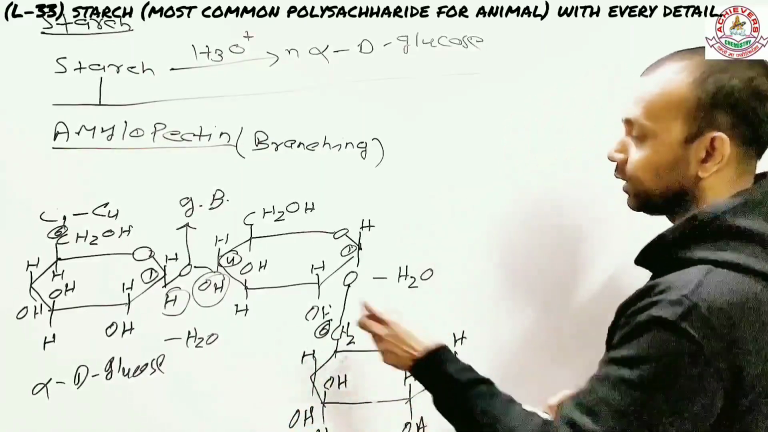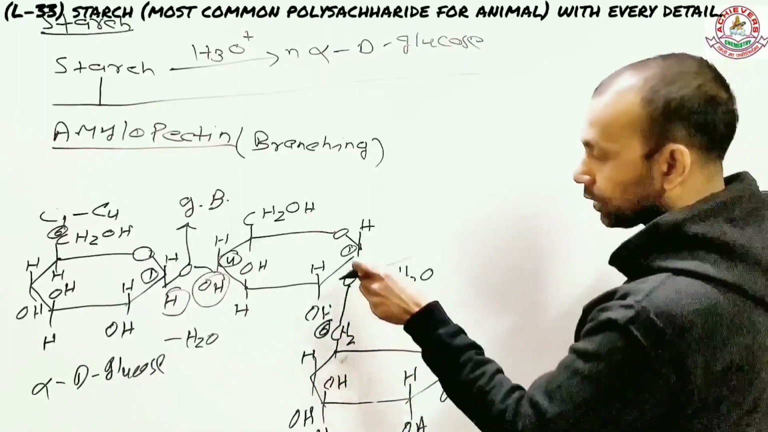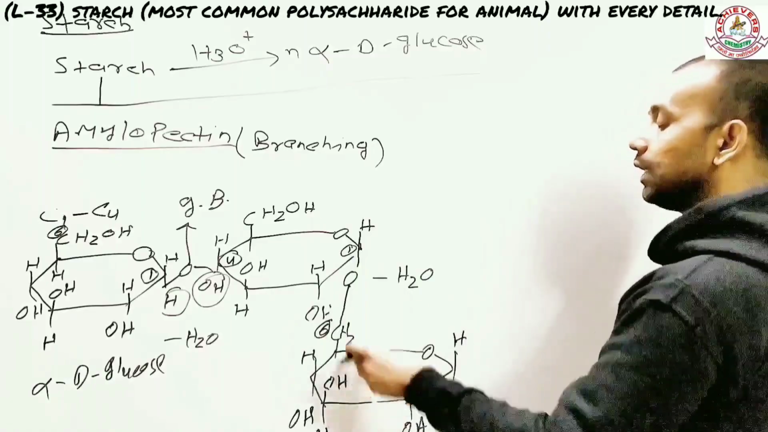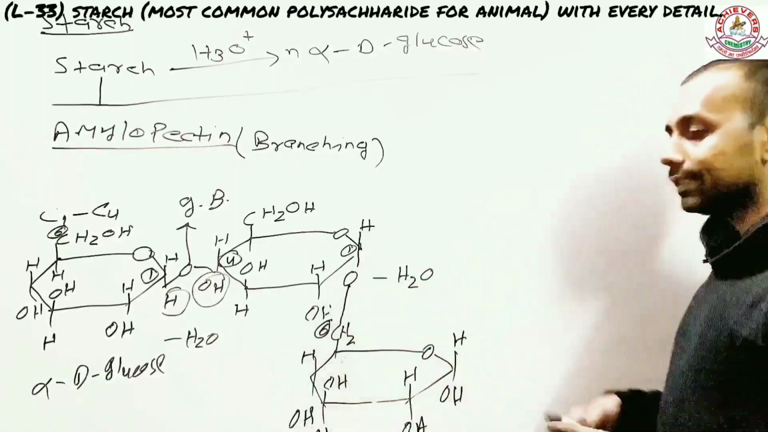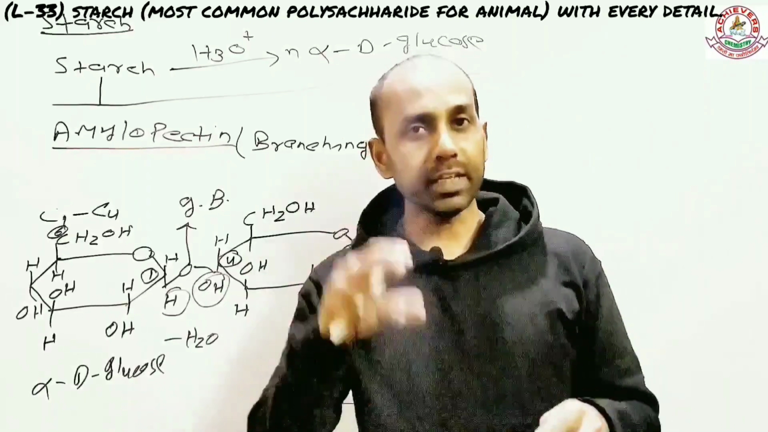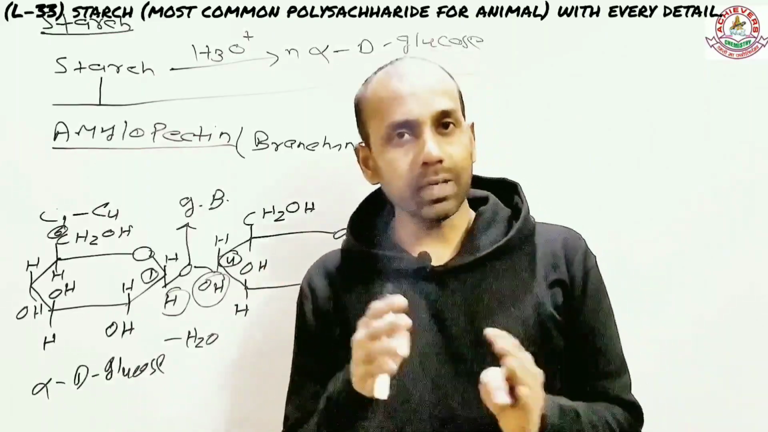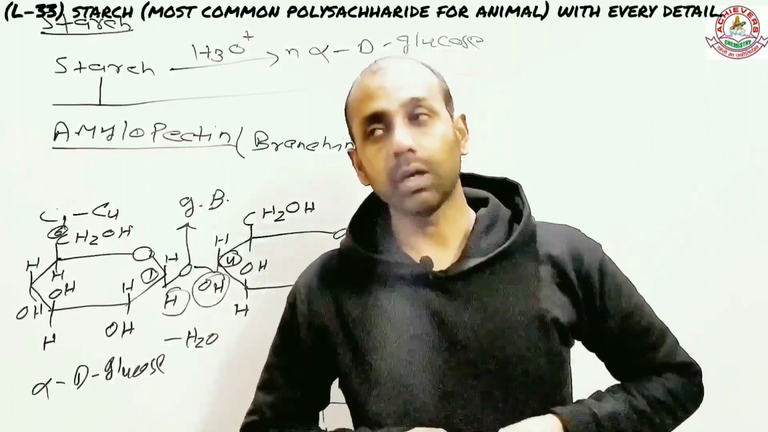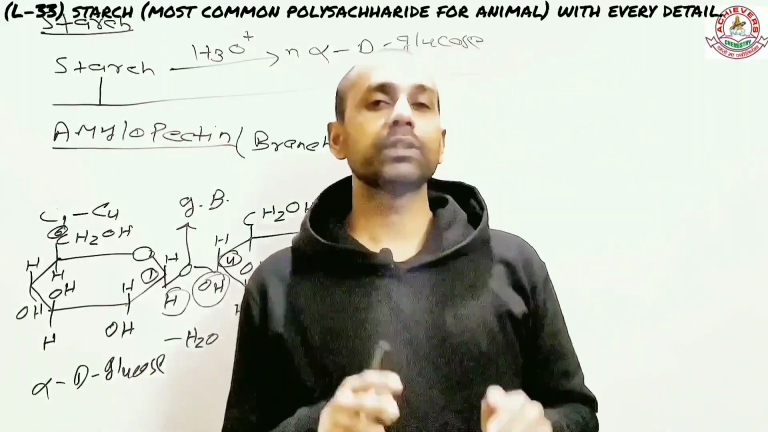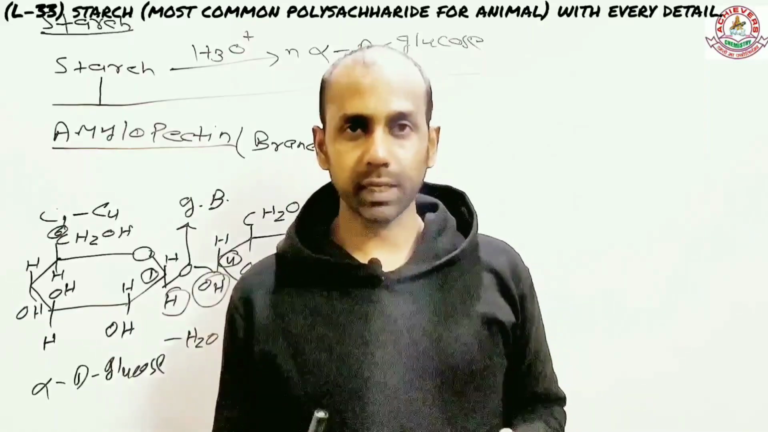Just pay attention here. This is very important. The first carbon of one glucose and the sixth carbon of another glucose have an additional bond, and that is responsible for the branching in the amylopectin, right? So let me wrap up everything or give you a recap of starch so that you are sure what I was talking about. Starch is a polysaccharide which consists of only alpha D glucose, right?